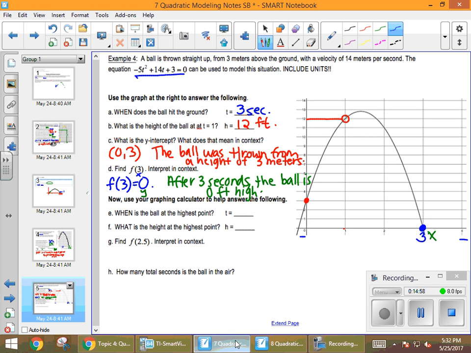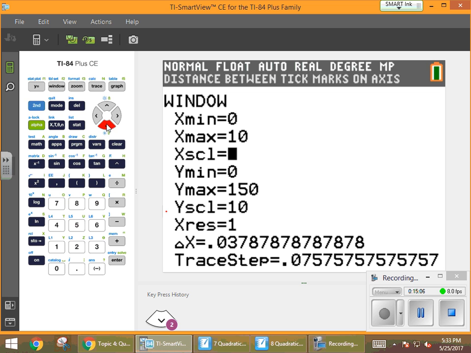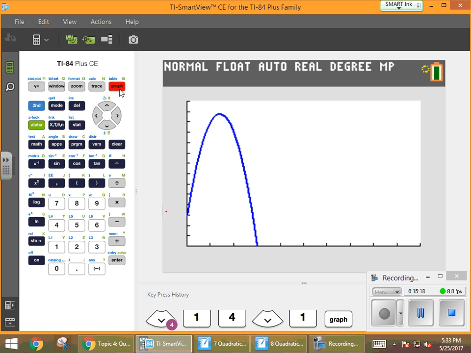The y-axis goes from 0 to 14. So I need to readjust this y scale to start at 0 and maximize. Let's go to 14 here. And we're going to go by ones because that's what our scale on our paper is going by. This time when I hit graph, I can see the whole parabola.